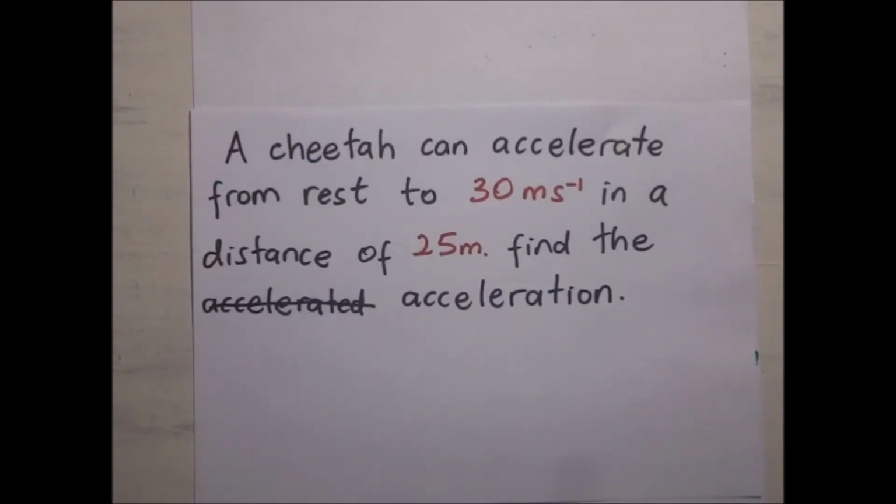So you can as well try out this number on your screen. A cheetah can accelerate from rest to 30 meters per second in a distance of 25 meters. Find the acceleration. I expect that the acceleration you'll be able to get is 18 meters per second squared. You could try it out.